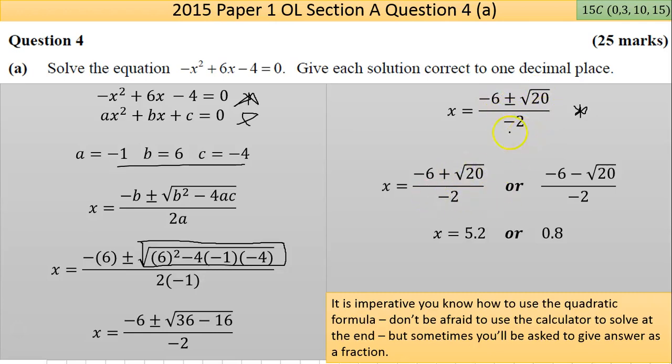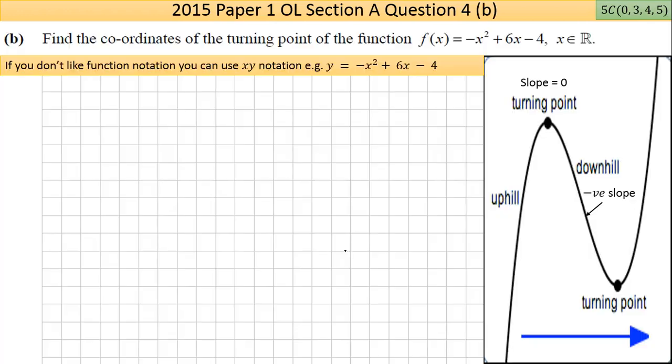Now if you put this in the calculator, you're going to go one of two ways: one way with the plus sign and one way with the negative sign. So there's always going to be two answers from a quadratic. And ultimately, by putting them into the calculator, I find out that x is equal to either 5.2 or x is equal to 0.8. And that's already correct to one decimal place. Okay, so that's part A.